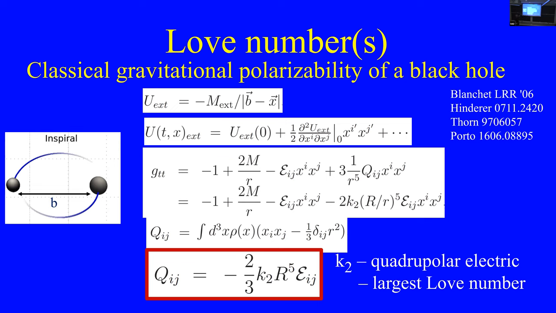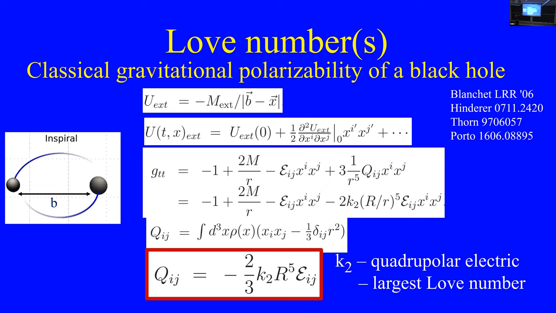And the Love numbers, in this case, I'm focusing on the L equals 2 electric Love number. You can do the same for the higher L's, and there are also magnetic Love numbers. Not to be confused with real E&M. They are just the analog of the electric and magnetic parts of the Weyl tensor in this case. I focus on this one because it is supposed to be the largest, and if there's any chance that something will be measured, it's probably this one.